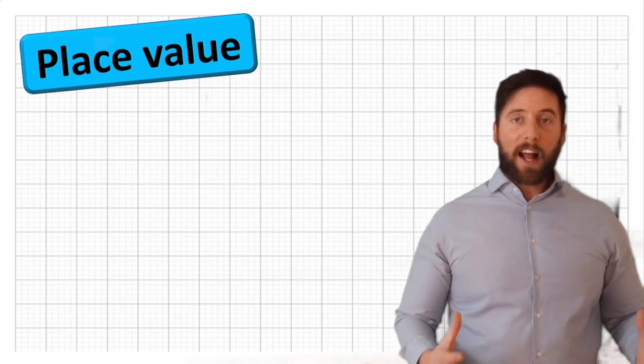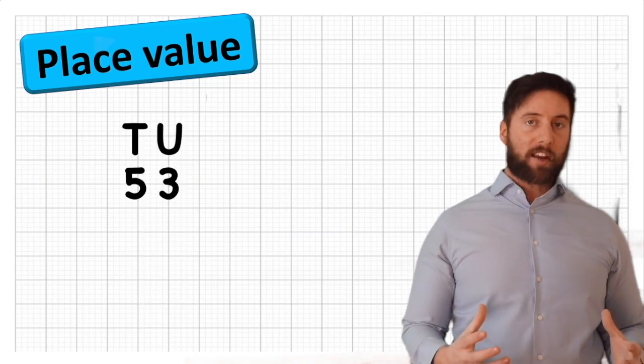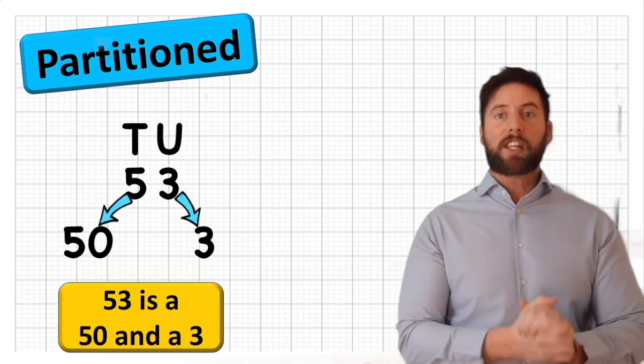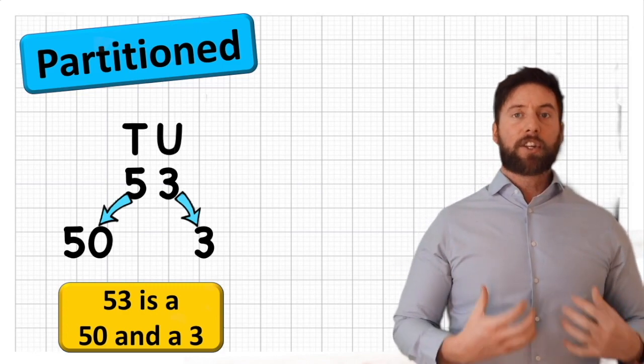The reason that place value is so important to understand before we start is because we're going to use our understanding of place value to partition and break up our multiple digit back into more manageable chunks that are easier for us to multiply.